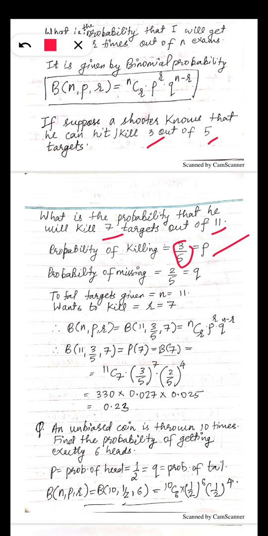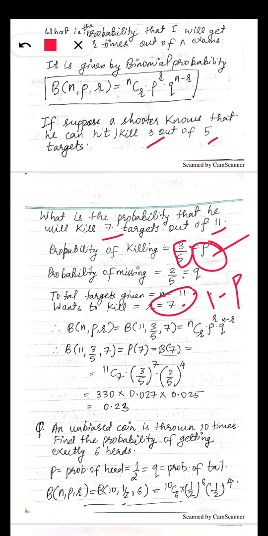So this is the P. This is success for that shooter. Probability of missing is 2 by 5. You have to calculate this by 1 minus P. 1 minus 3 by 5 is 2 by 5. So total number of targets given to that shooter is 11, which is N, and he wants to kill 7. So the question is, what is the probability that he will kill or hit 7 targets out of 11?